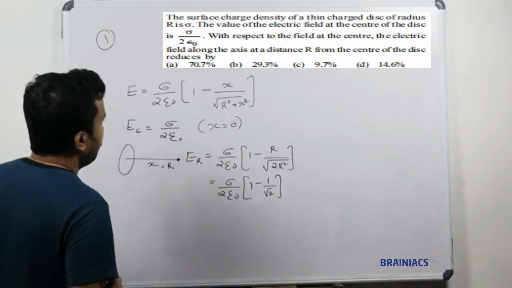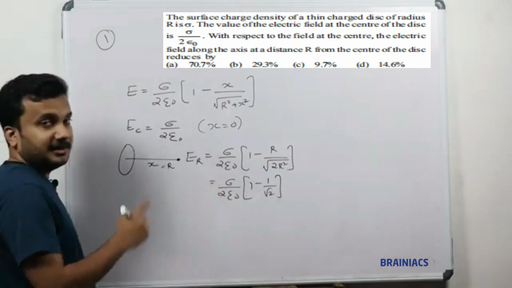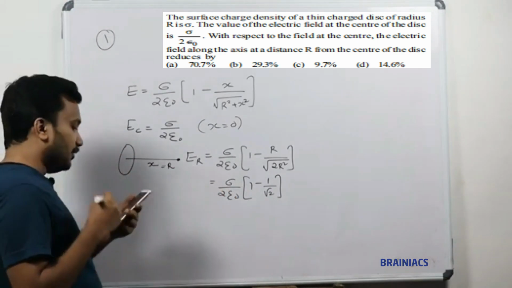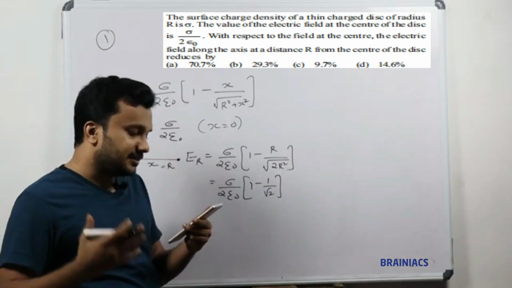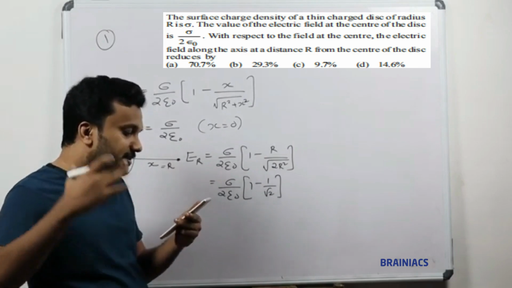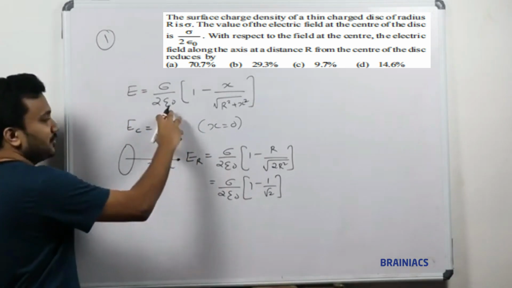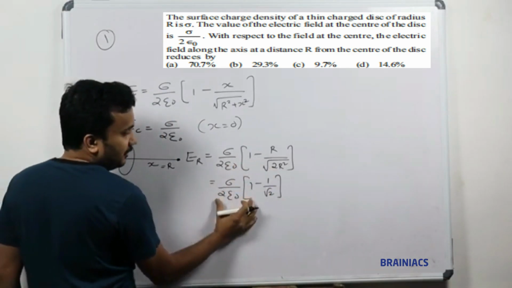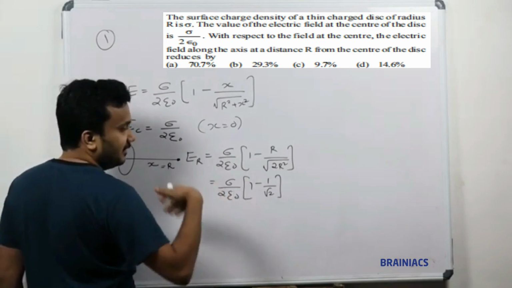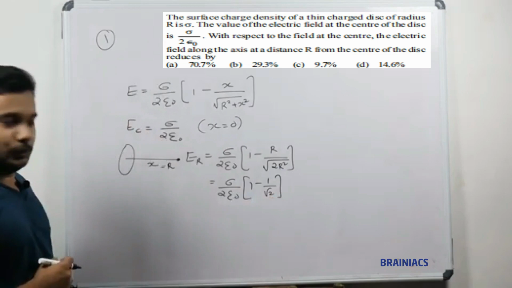Okay, next what we are going to do: electric field at the center and electric field at a distance of r meter away. The question is asking about the percentage by which the field along the axis at a distance r from the center of the disk reduces. At the center of the disk, sigma by epsilon 0 is the highest. So sigma by 2 epsilon 0 will be here, and minus how much will be coming, 1 divided by root 2.